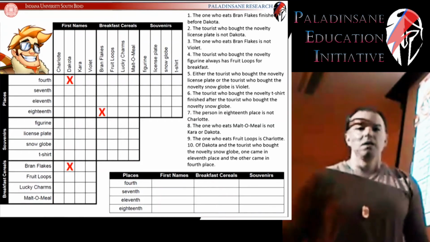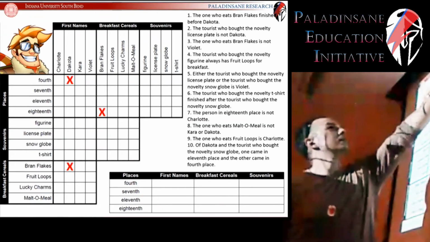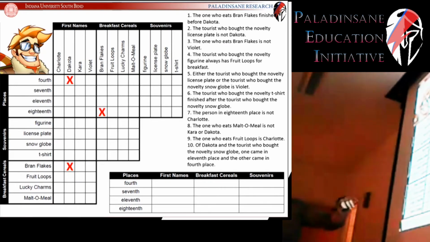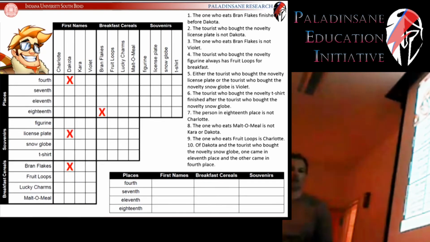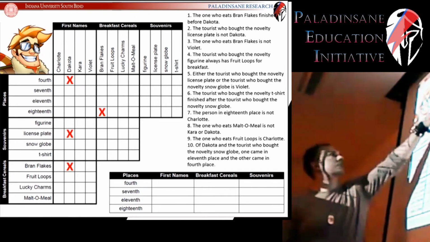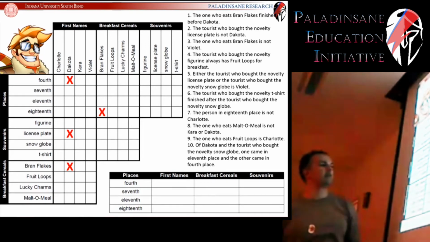As we continue to go through that, the tourist who bought the novelty license plate is not Dakota. We're learning more about Dakota. She did not buy the novelty license plate. The one who eats bran flakes is not Violet. Once again, we go to Violet and we go down to bran flakes. We know that she does not eat bran flakes.